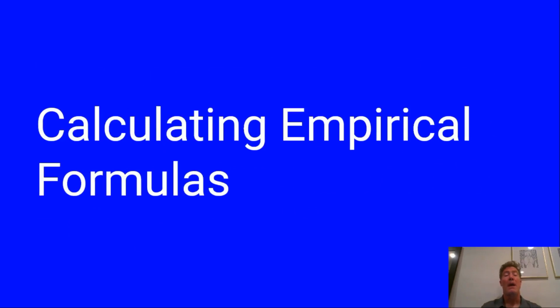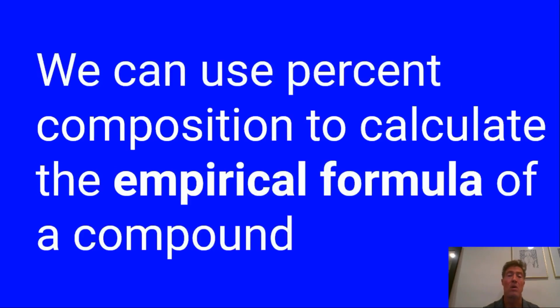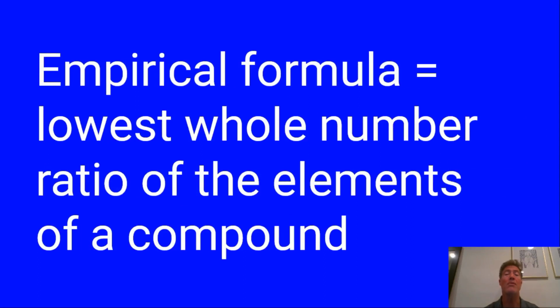Okay, now we can figure out how to calculate empirical formulas. We can use percent composition to calculate empirical formulas. What is an empirical formula? Well, an empirical formula is the lowest whole number ratio of the elements of a compound. Say it again, it's the lowest whole number ratio of the elements of a compound.